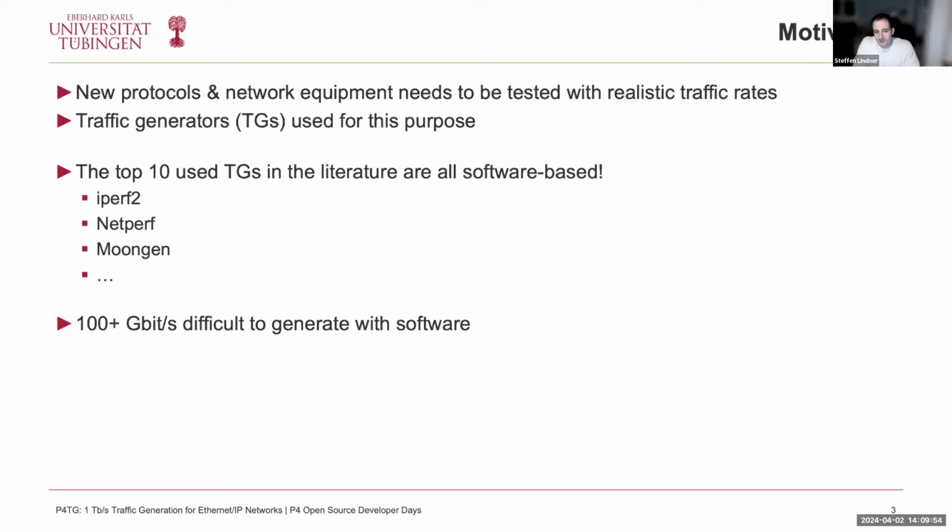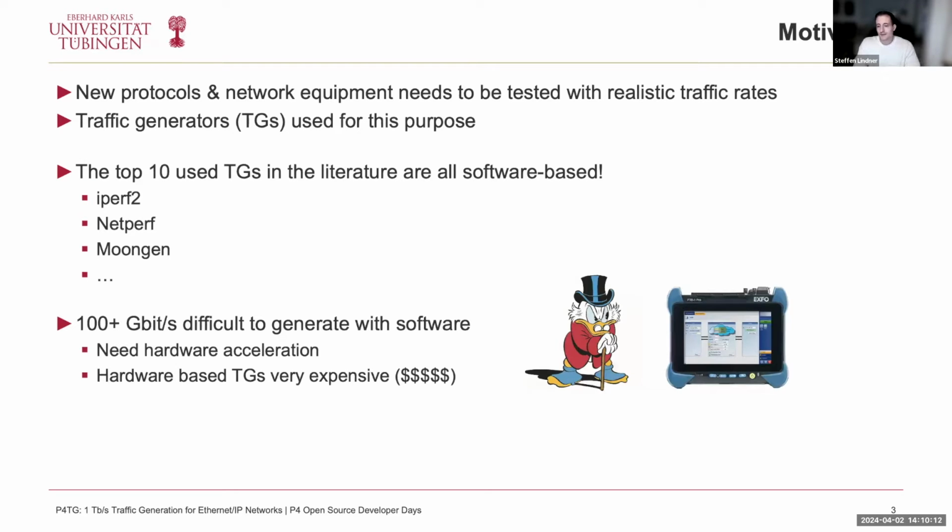However, if you have ever tried to generate 100 gigabit per second with software, or even more than 100 gigabit per second, you may have found it quite difficult and that you need large amounts of compute resources for that. So in the best case, we need some kind of hardware acceleration. And the bad thing is that these commercial hardware-based traffic generators are very expensive, tens of thousands of dollars or even hundreds of thousands. And this is not feasible for, for example, research institutes, small universities, or even mid-sized companies.